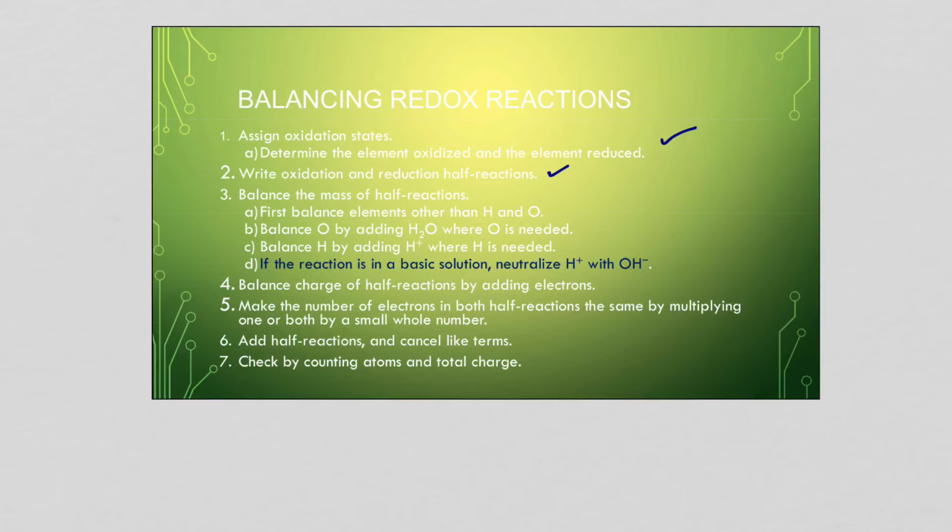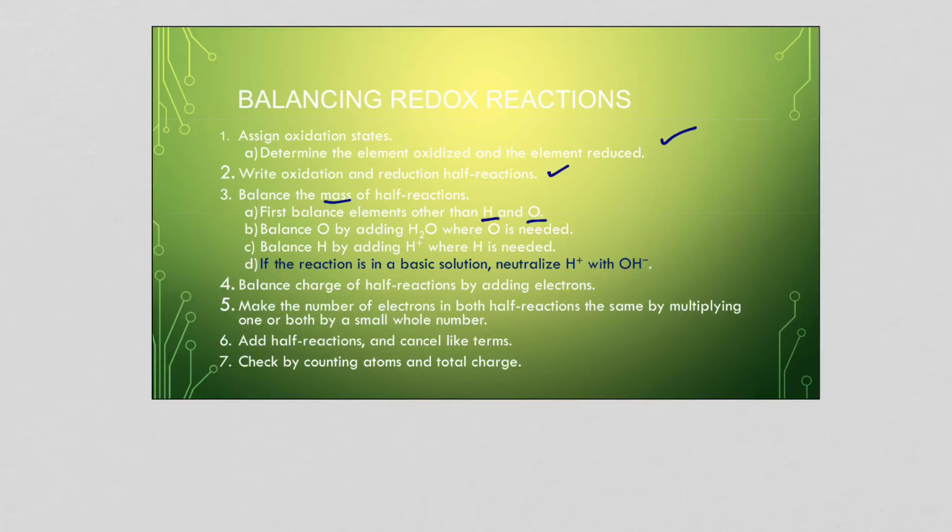So first, we balance elements other than hydrogen and oxygen. So we balance non-hydrogen, non-oxygen elements. Now here we're balancing by mass. So this is just like we've balanced equations before. So we make sure we have the same number of each type of element on both sides of the equation.